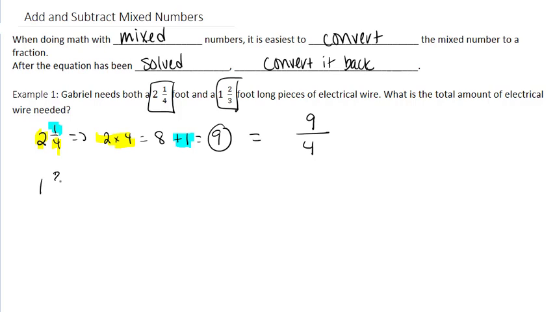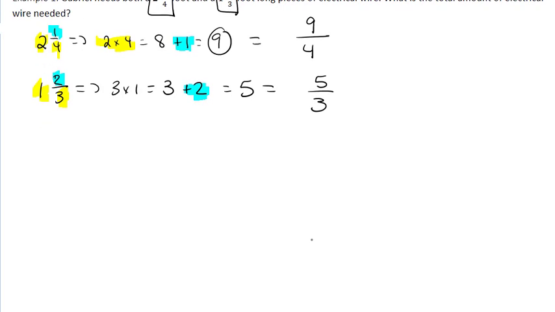Next is 1 2/3. So we first multiply. So we get 3 times 1, which is just 3. Then we're going to plus 2. This is from this 2. And then we get 5. So then this becomes our new numerator. So it's 5 over 3. So now we've changed our two numbers to improper fractions. We can add them. So we have 9 over 4 plus 5/3.